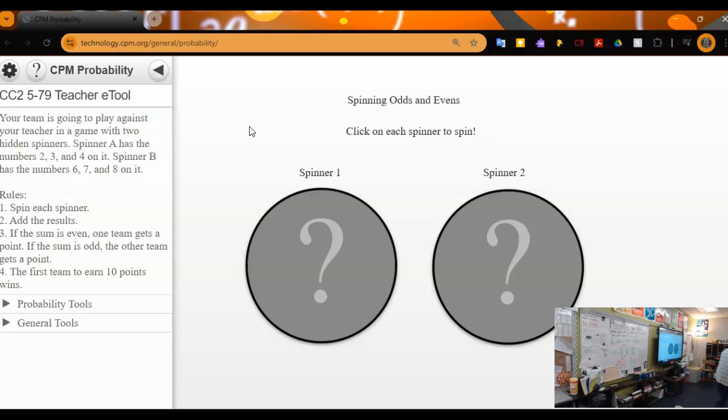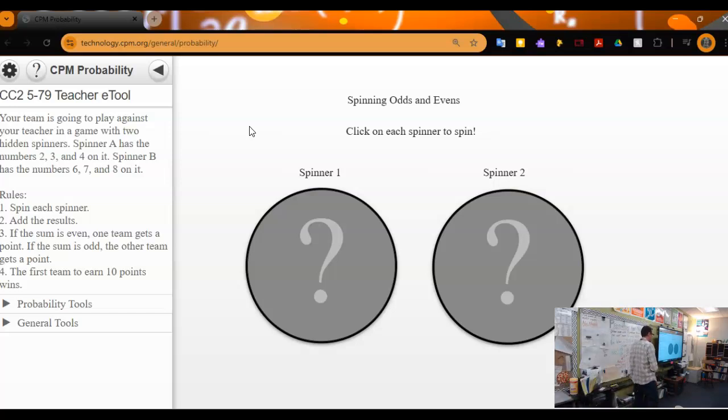So right here on our paper, we're reading along with Clayton. Your team is going to play against your teacher in a game with even spinners. Spinner A has the numbers 2, 3, and 4 on it. Josh, what did he just say? Spinner A has the numbers 2, 3, and 4 on it. You might want to underline, circle, highlight. That feels important. Clayton, keep reading. Spinner B has numbers 6, 7, and 8 on it. That also feels important. Caroline, what did he just say? Spinner B has 6, 7, and 8. You look uninterested is why I called on you. Keep going, Clayton.